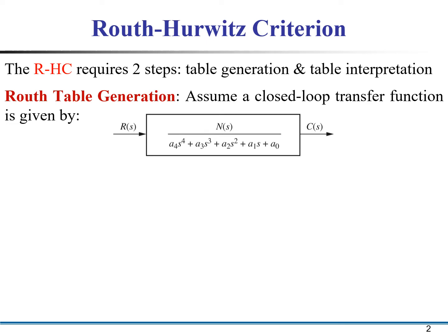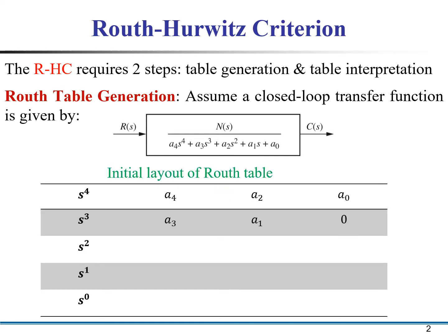So the first thing, looking at this transfer function, we have the denominator polynomial. We start with the first coefficient in the first row, then we leave the second coefficient and take the third, and then we take the fifth. With the odd coefficients we start. Here we write A4, then we write A2, we leave A3 as it is, then we write A0 over here.